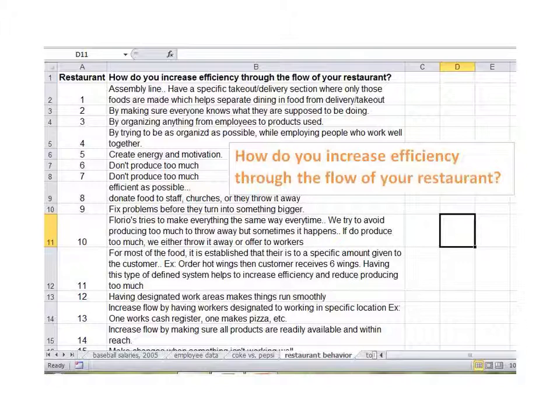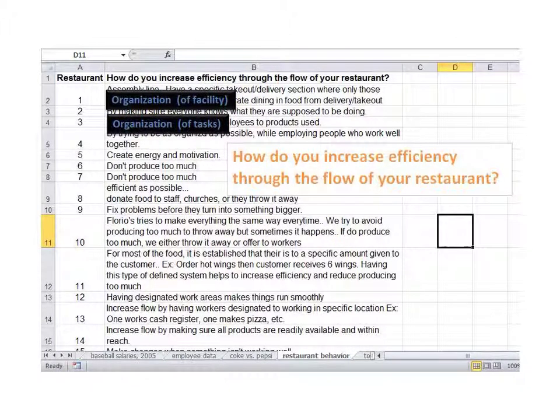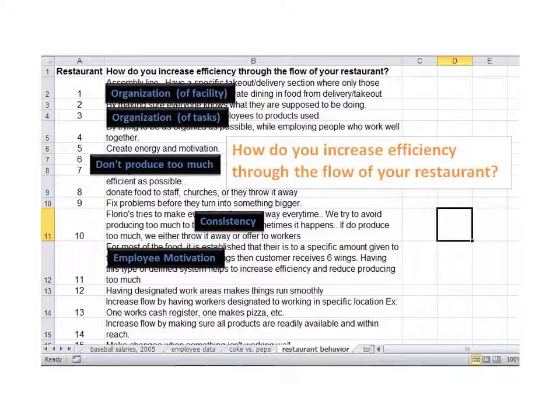And eventually, you'll notice some repetition in the responses. One of the things that jump out is organization. Be more organized. But it jumped out in 2 ways: organize the facility and organize the tasks. Something else that jumped out was don't produce too much, be consistent in terms of your processes, keep your employees motivated. So let's just say these were the only 5 things that we noticed in this set of data, which is okay.